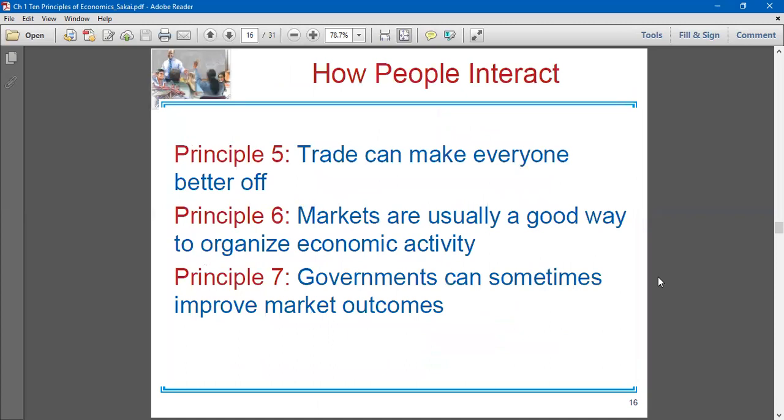Now, the other principles are under how people interact. The first four were about how people make decisions. Then principles 5 to 7 talk about how people interact. Principle 5: trade can make everyone better off, so trading between people or countries can make everyone better off. Principle 6: markets are usually a good way to organize economic activities. And principle 7: governments can sometimes improve market outcomes. So let's take them one after the other and see what they entail.